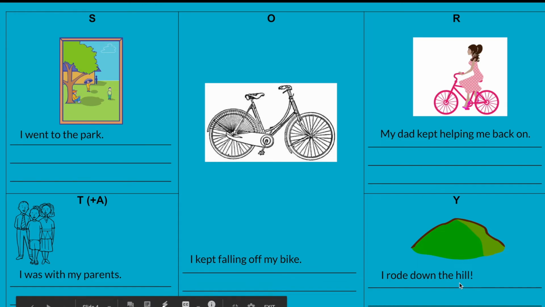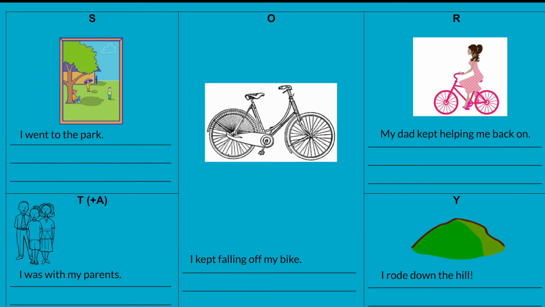Yes. The setting is the park. If the setting is the park, who are my talking characters? Who are my talking characters? You're right. The talking characters are my parents.